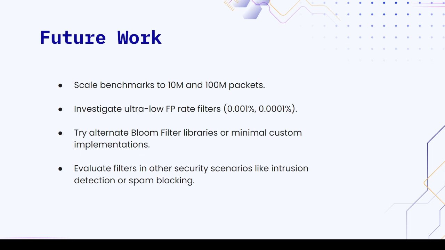So, future work. There's still a lot more we can learn from this project. We can scale up the testing to 10 million or 100 million packets to really stress memory. We could also experiment with the false positive rate a bit more, going down to rates like 0.001% or lower, as well as scaling it up if needed. We can try and compare different Bloom filter libraries, or even write a minimal custom one ourselves, maybe in C or some other language. Finally, we can apply this work to more complex network simulations or live data sets, and evaluate filters in other scenarios, such as intrusion detection or spam blocking.